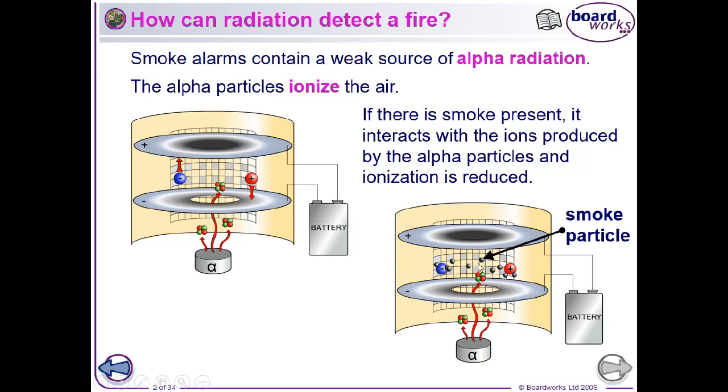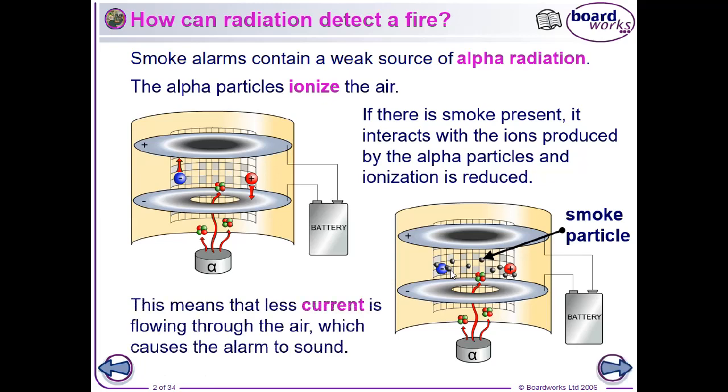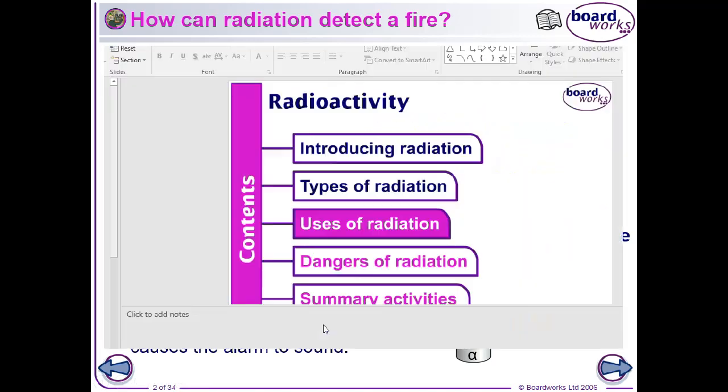So the amount of current passing between the two plates is reduced when you get smoke particles blocking and absorbing in this space. So less current flows, and when the sensitive ammeter that's in the circuit detects this drop in current, it turns the alarm on.